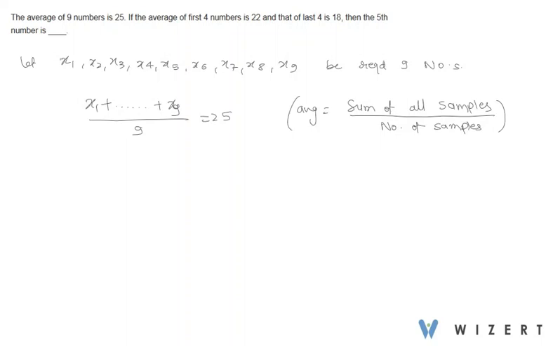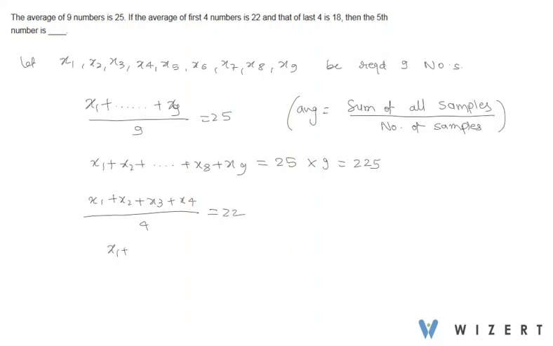So we can say that the sum of all these numbers, that is x1 plus x2 till x8 plus x9, is equal to 25 multiplied by 9, which is equal to 225. Now it is also given that the average of first 4 numbers is 22. So x1 plus x2 plus x3 plus x4 divided by 4 is 22. So we get x1 plus x2 plus x3 plus x4 is equal to 88.